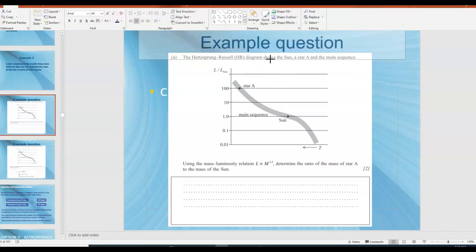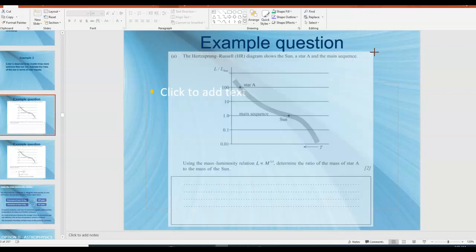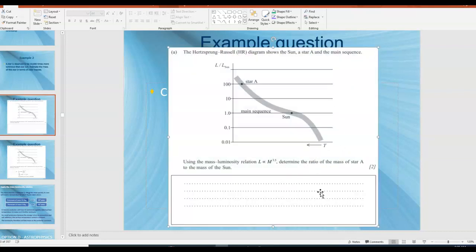The example question says the Hertzsprung-Russell diagram shows a sun, a star A, and the main sequence. Keep in mind that this mass-luminosity relation that we've been using only applies for main sequence stars. It says, using the mass-luminosity relation, determine the ratio of the mass of star A to the mass of the sun. Remember, a ratio is a fraction, so our answer to the question should be a fraction. The mass of star A divided by the mass of the sun is equal to some number. Use the HR diagram and the mass-luminosity relation, pause it here and see if you can answer this question.